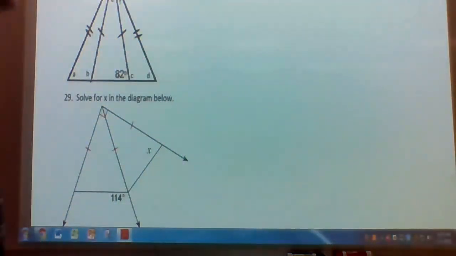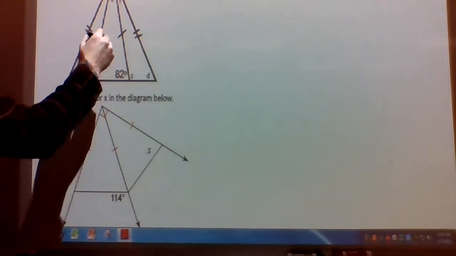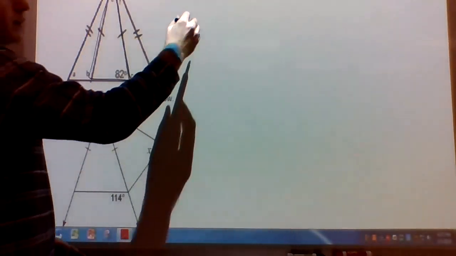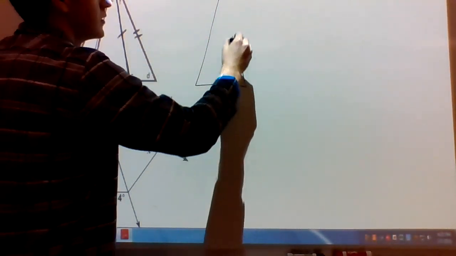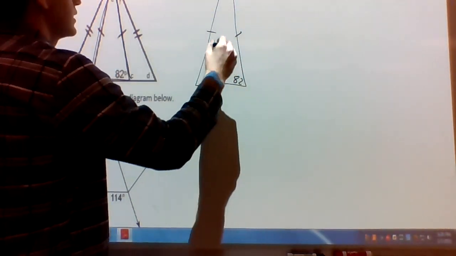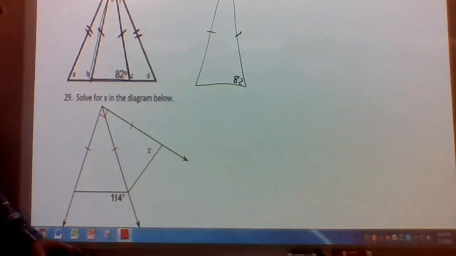All right. Find the missing angles. Okay. Well, the first thing we notice, or first thing I notice, is that you have a couple of isosceles triangles. Okay. We have this isosceles triangle right here. If you want to rewrite it out, that's fine. Okay. We know this is 82, and this is E. Okay, it's the middle one.